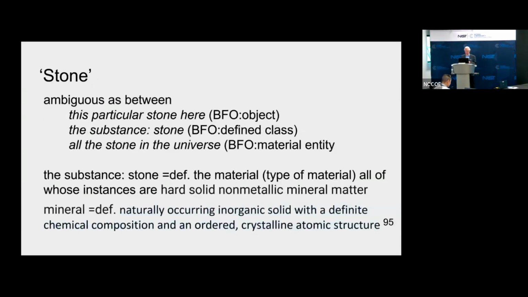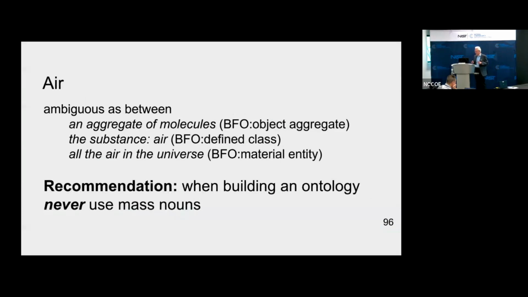And something similar arises for stone. These are all Claude's examples. So when you say stone, you might mean this stone, or you might mean the substance stone, or you might mean all the stone in the universe. But if you just say stone, you won't have clarity because it's a mass noun. And the same thing applies to air. So here, an air might mean the aggregate of air molecules. That's probably not what it is, but that's what some people mean when they think they're thinking precisely. All right, so again, I've said it 4 times now. When building an ontology, never use mass nouns. If you find mass nouns in an ontology, you should run in the opposite direction.